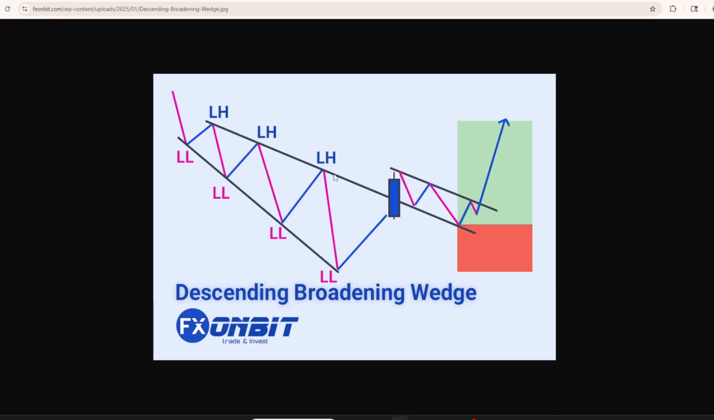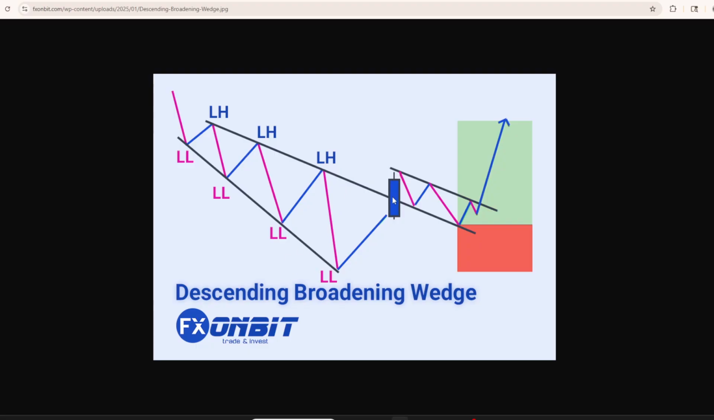Now, for the wedge, you want to have at least 5 touches total of both trend lines, not 5 each, but 5 total to form it. Now, theoretically, and again, ideally, you'd see the most volume in these last 2 lows here, which would make the most sense. You get an expansion and then a capitulation, or just a climax, rather, of selling.